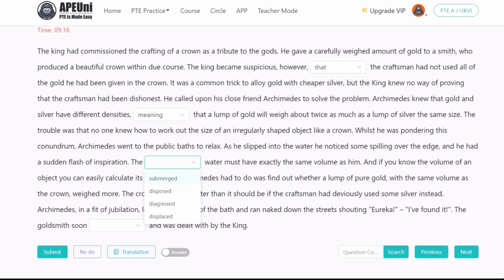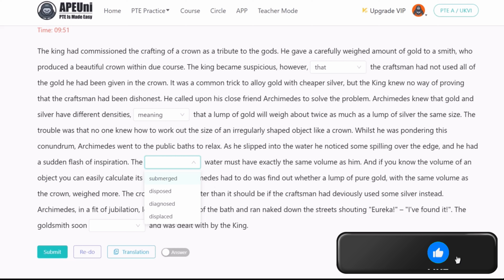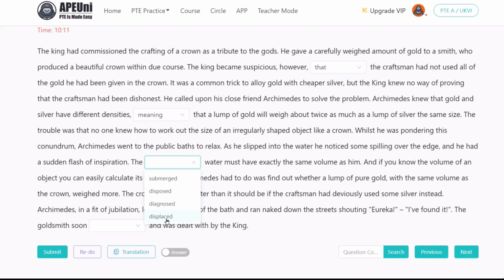Next is diagnosed. Diagnosed refers to identifying a problem or condition. The doctor diagnosed her illness quickly. It's unrelated to the physical action of water displacement, so it's not the right option here. Next is displaced. What does this mean? Displaced refers to water being moved or pushed aside when Archimedes entered the bath, matching the idea of volume displacement, right? So the right option is displaced. Displaced describes physical movement caused by an external force. The object displaced water in the tank. The balloon displaced air as it expanded. So displaced is the correct option.